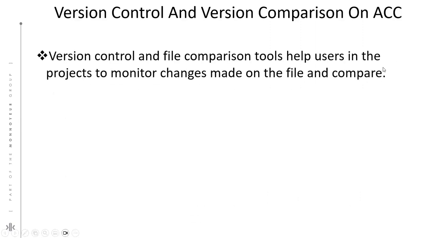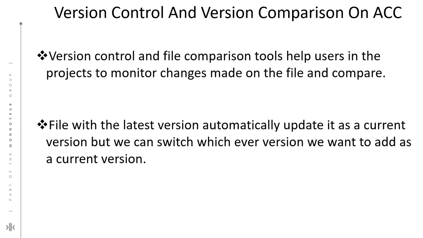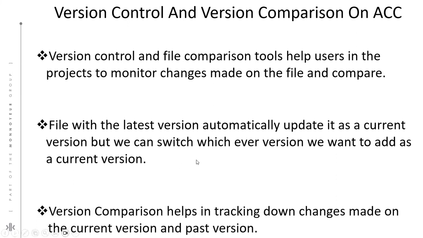So what is a version? A version is a renewed file of any file. When we copy a new file into a project, the other one is known as a version. Version control and file comparison tools help users in the project monitor changes made to a file and compare them. The file with the latest version is automatically updated as the current file on the ACC platform, so we don't have to switch back and forth between the previous and the new version. Version comparison helps in tracking changes made between the current version and past versions of the same file.